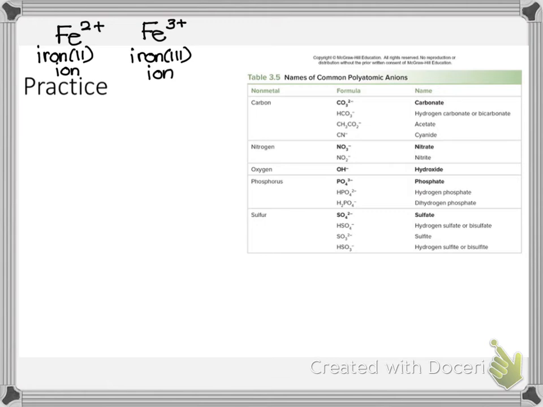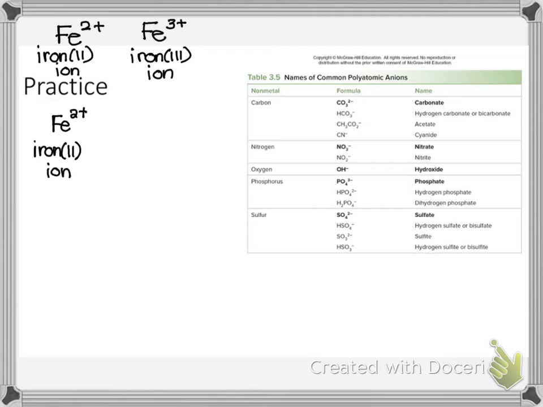And one thing that's different with these is we use a Roman numeral behind the name of the metal to tell you which one it is. The only names that have Roman numerals for what we are working with are cations that have more than one possible charge. So I put iron with a Roman numeral 2 to tell you that that iron has a 2 plus, and iron with a Roman numeral 3 to tell you that that iron has a 3 plus. So why don't we do one with iron 2 to start with?